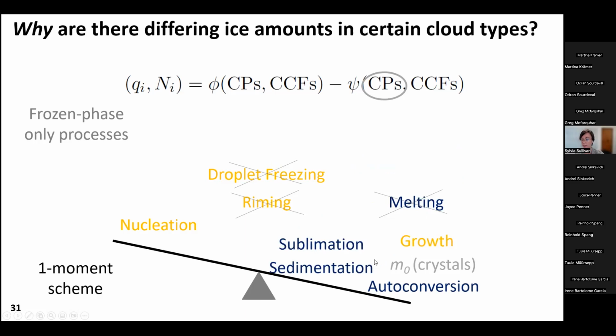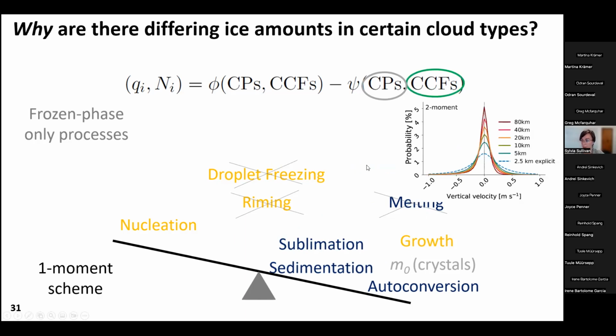And in particular, in the 1-moment scheme, the initial mass of crystals is larger. And that means that they'll grow faster and they'll sediment out more rapidly. And they tend to sediment out to regions that are subsaturated, where they can then sublimate.